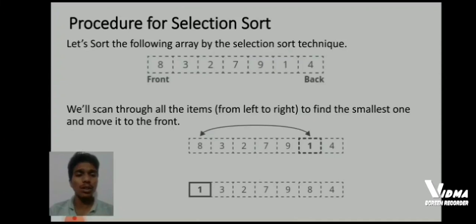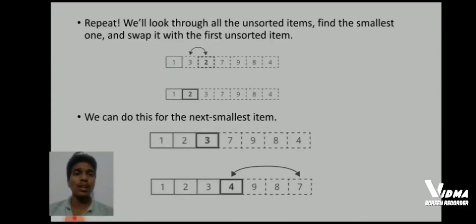So in the selection sort, first we will find the smallest one. In this array, the smallest one is 1. So 8 will swap with 1: 8 goes to 1's position and 1 goes to 8's position, and this process repeats. We'll look through all the unsorted items, find the smallest one and swap it with the first unsorted item.